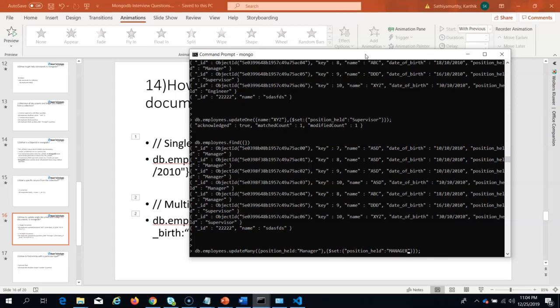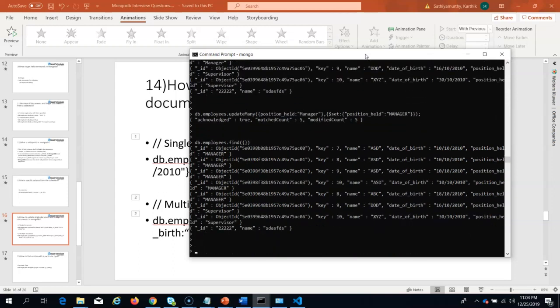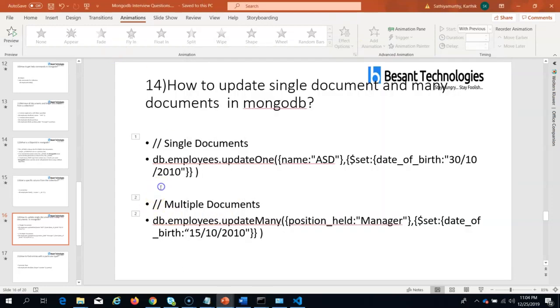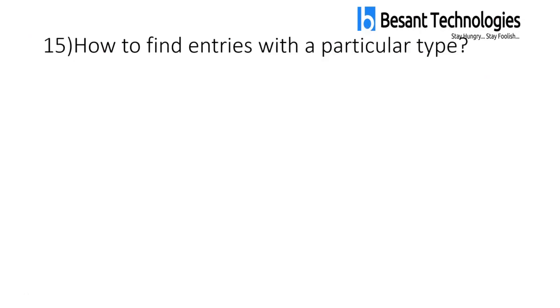In this case, for all the managers, it will change it to complete uppercase. All the characters will change to uppercase. Now if you go and find, it will be all uppercase. You are able to see. So this is how you update a single document and multiple documents. You have to use update one and update many.